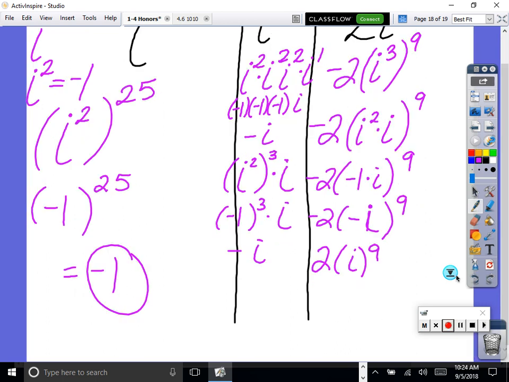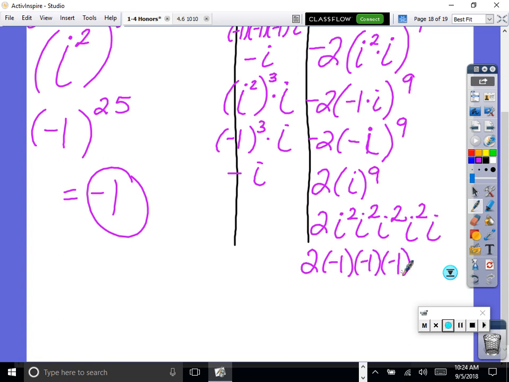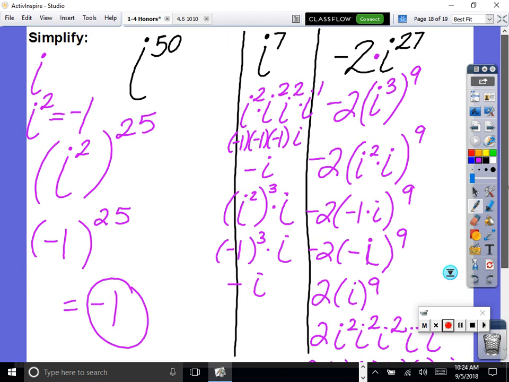Okay, well at least it's smaller. So now we can do i to the 9th: 2 times i squared, i squared, i squared, 2, 4, 6, i squared, i. Isn't that 9? This is another hard way to do it, but that's 2 times -1 times -1 times -1. Don't I need another -1? And then times i. So what will that be? Positive 2i. Yes. There was a much, much quicker way, but that's okay. If we were desperate, right? I mean, there's not one right way.